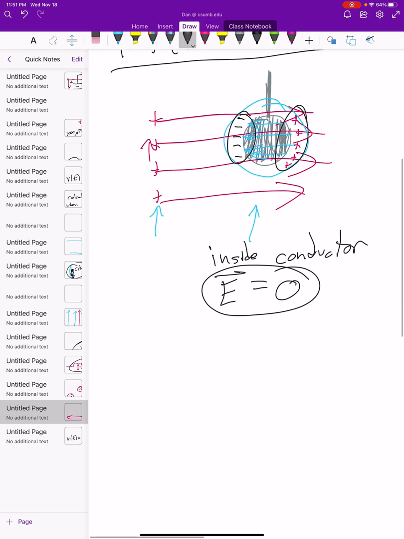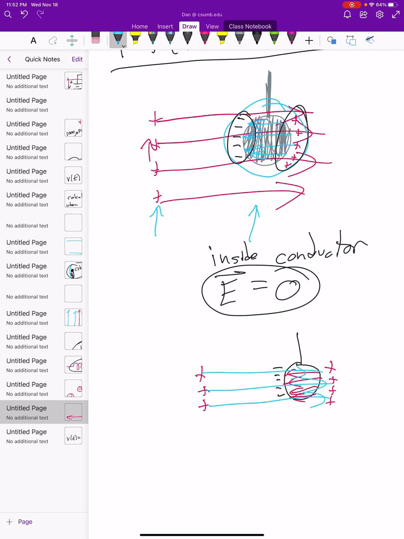And part of why it's so important is that this is true even for a hollow conductor. So imagine a conductor that's hollow, that has positive charges over here. You're still going to have this separation of charge occurring in the conductor, where the negatives go to one side and the positives go to the other, meaning that inside the conductor, the electric field generated by the separation of the charges is going to perfectly cancel out the electric field that's created by the external charges. So inside, you're still going to have 0.